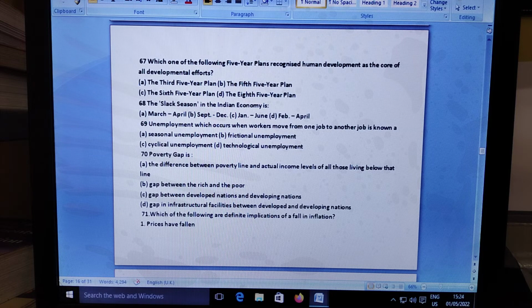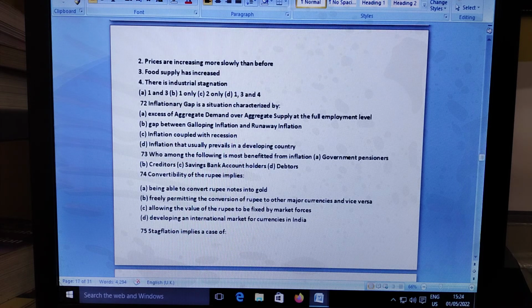Inequality in income distribution increases. During inflation, businessmen and entrepreneurs experience an increase in profit. On the other hand, people belonging to the fixed income group experience a decline in real income. Hence, the inequality in income distribution becomes acute during this period.